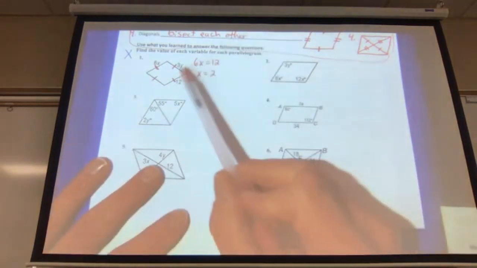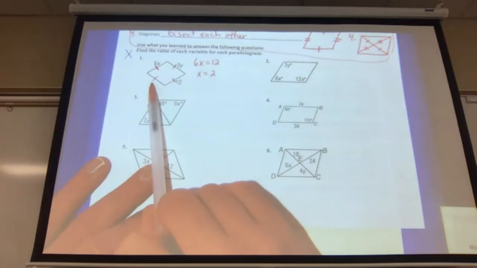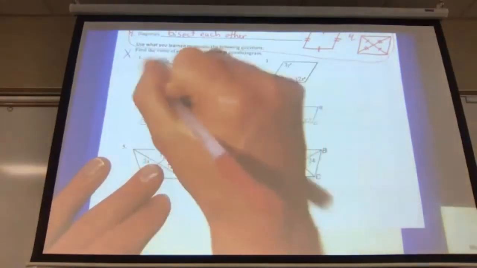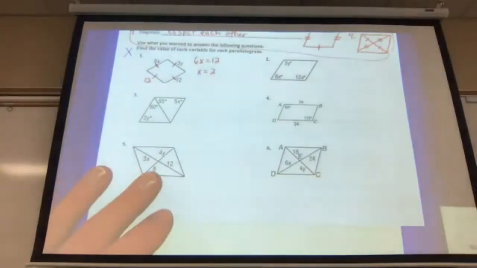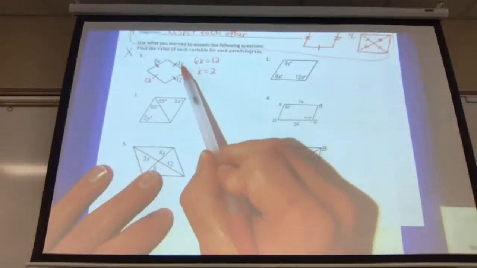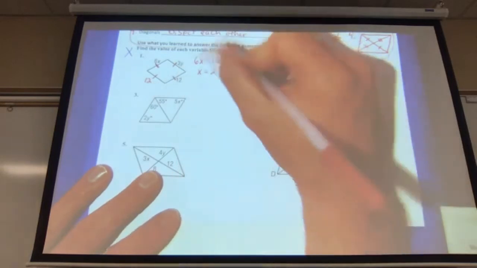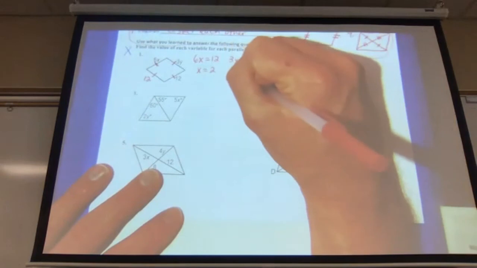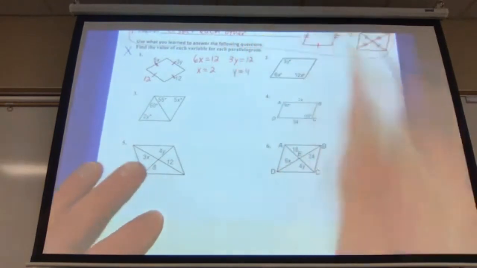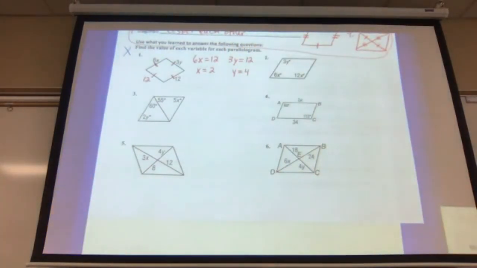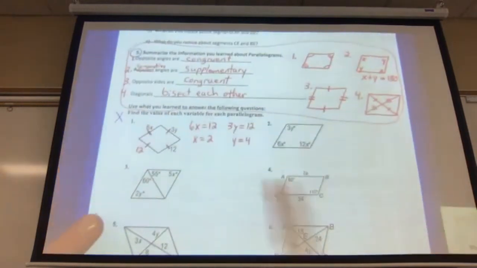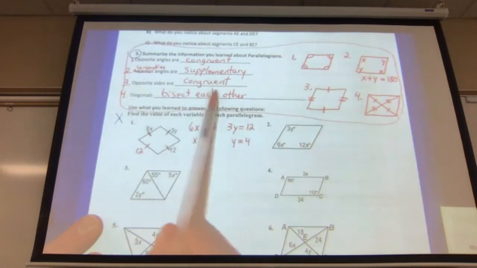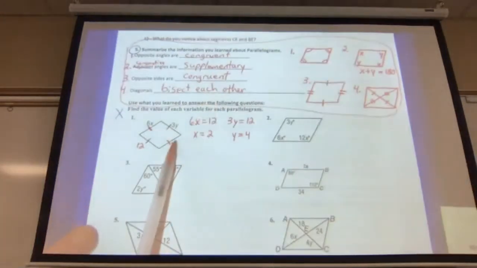And then we'll do the same thing with the other one. We've got 3y here. This side is not marked, but we know that all of these sides are the same. Since this side is 12, this side also has to be 12. So to find y, we'll set 3y and 12 equal to each other. And if you divide by 3 on that one, y is going to equal 4. And I should point it out as we do this. This one is using the third theorem. Opposite sides are congruent to each other.